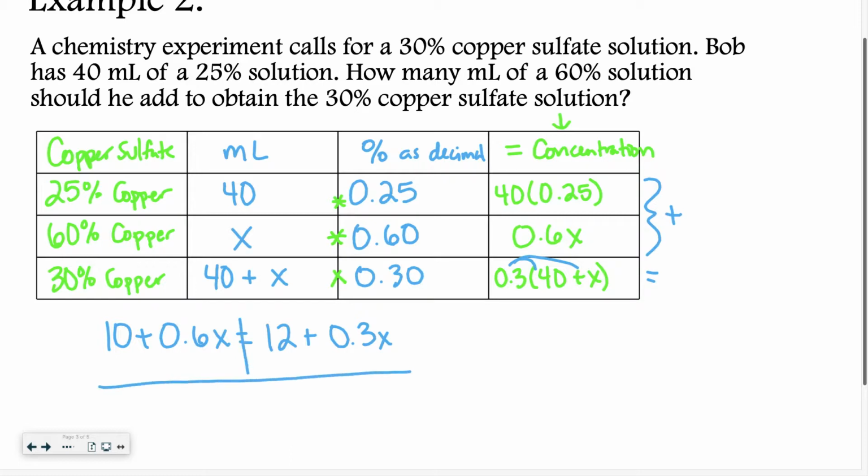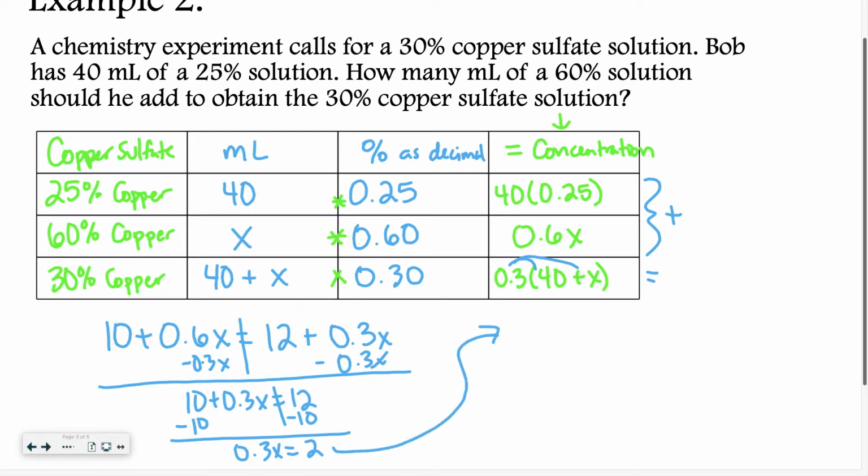So I can subtract that 0.3x from both sides. And I have 10 plus 0.3x equals 12. Subtract 10 from both sides. 0.3x equals 2. And just because I ran out of room and don't feel like scrolling down, I'm going to copy that. 0.3x equals 2. I would divide both sides by 0.3. And I get x equals 6.66 milliliters.